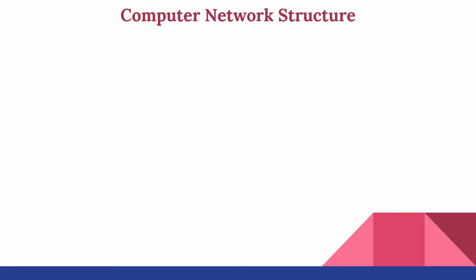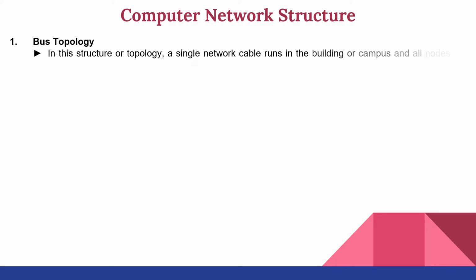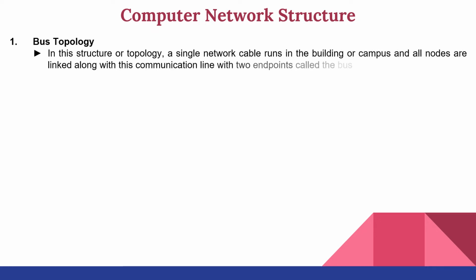Now moving to the next topic, that is computer network structure. First, bus topology. In this structure or topology, a single network cable runs in the building or campus and all nodes are linked along with communication line with two endpoints called bus or backbone.